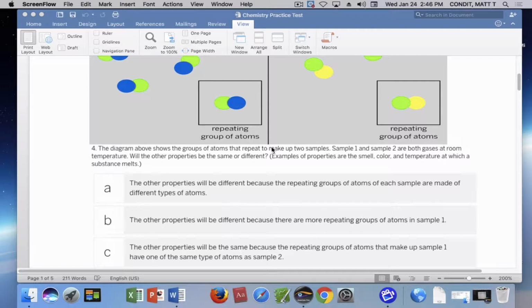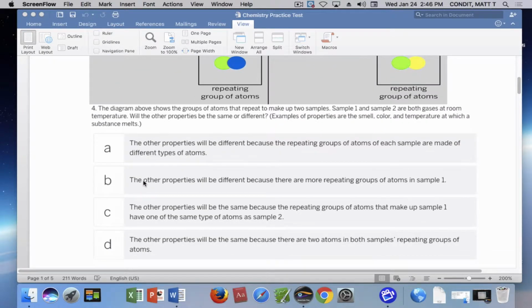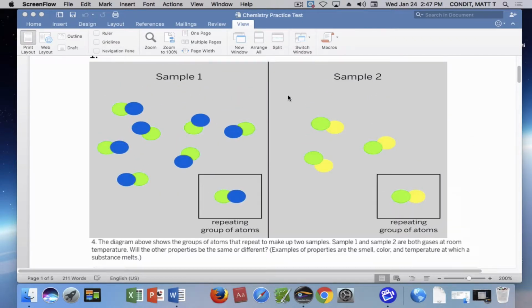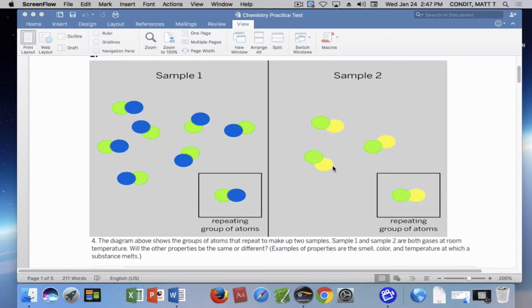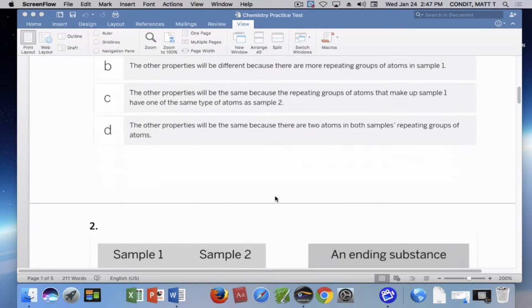These are different atoms than these. B says the other properties will be different because there's more of the group. And they're trying to throw you off in the picture here by having more molecules here than here. But remember, the number of molecules doesn't change the properties of it. If you have a glass of water, it's got the same properties as a gallon of water. But again, watch for these changes in combination. Okay, our next question.